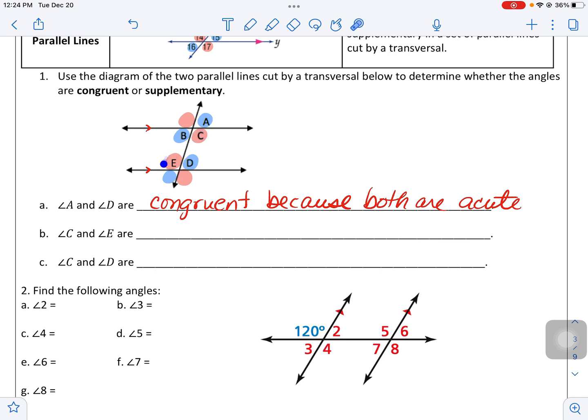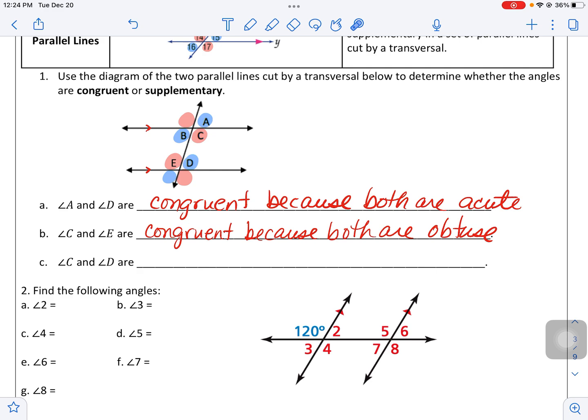Okay, then we got to look at C and E. Here's C, here's E. They're both red, so they're both the same color. They're both going to be congruent because they both are obtuse.